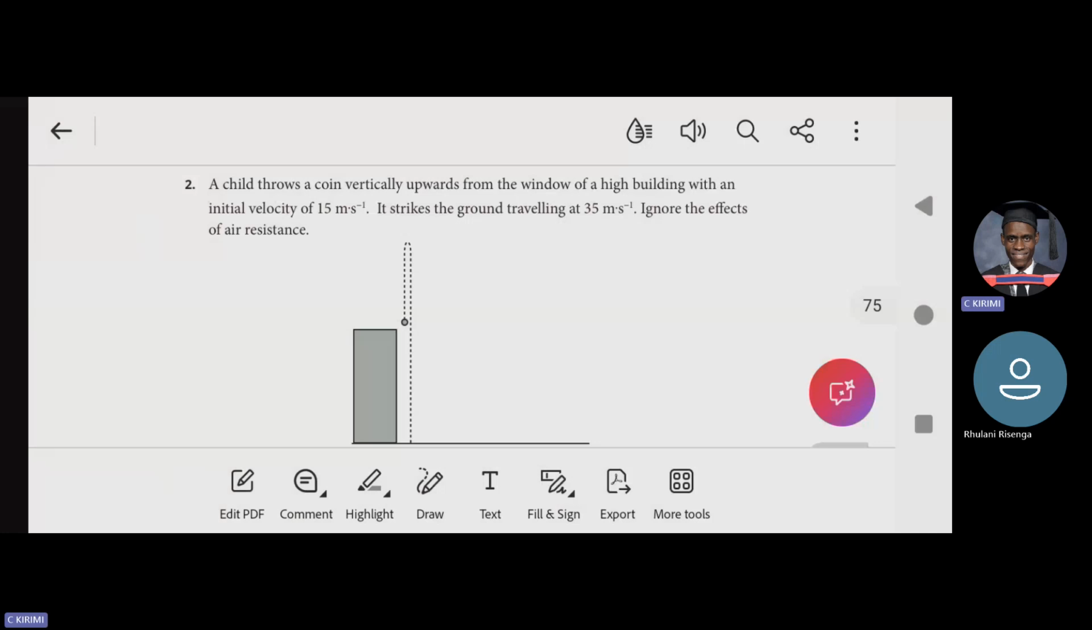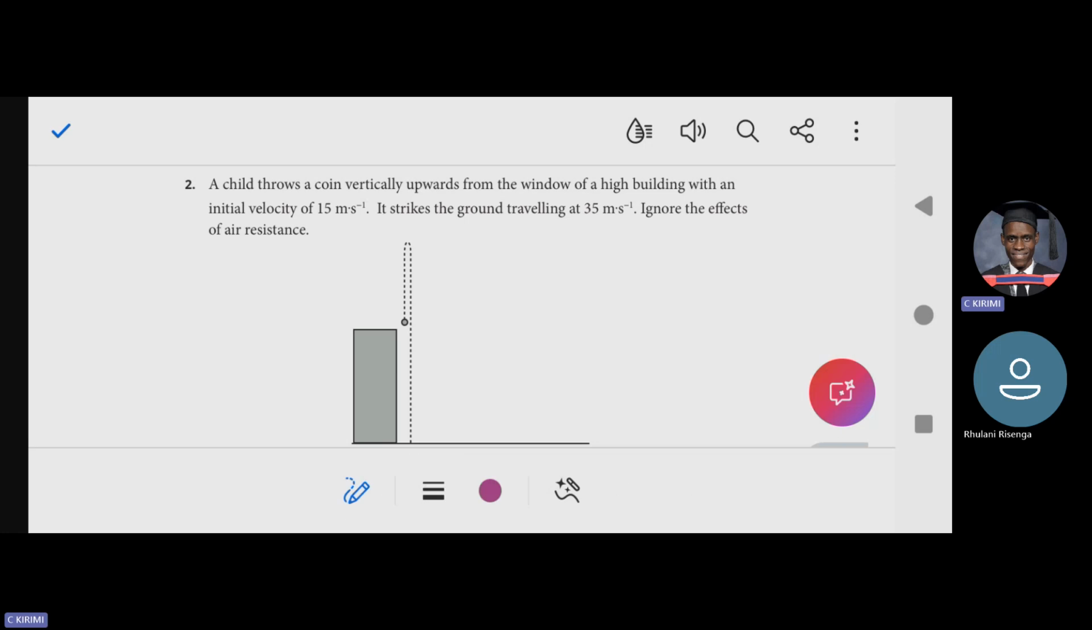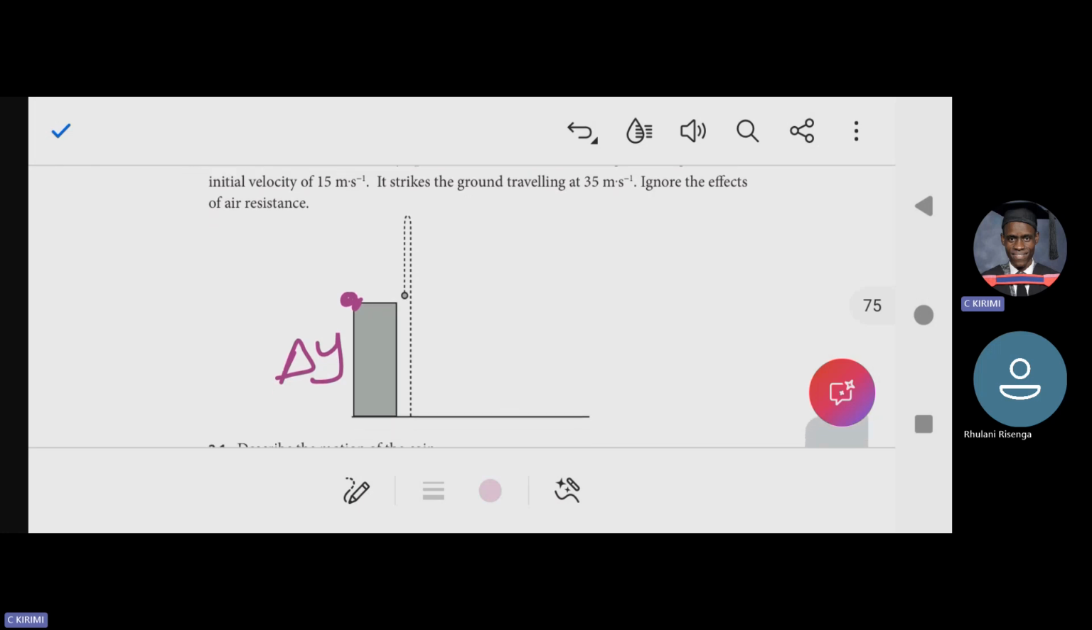Then you are given VF. Can you see the VF? And do you know the height of the building? Was the height of the building given? No, it wasn't given, which is a different case today. Yesterday it was given. So let's see.